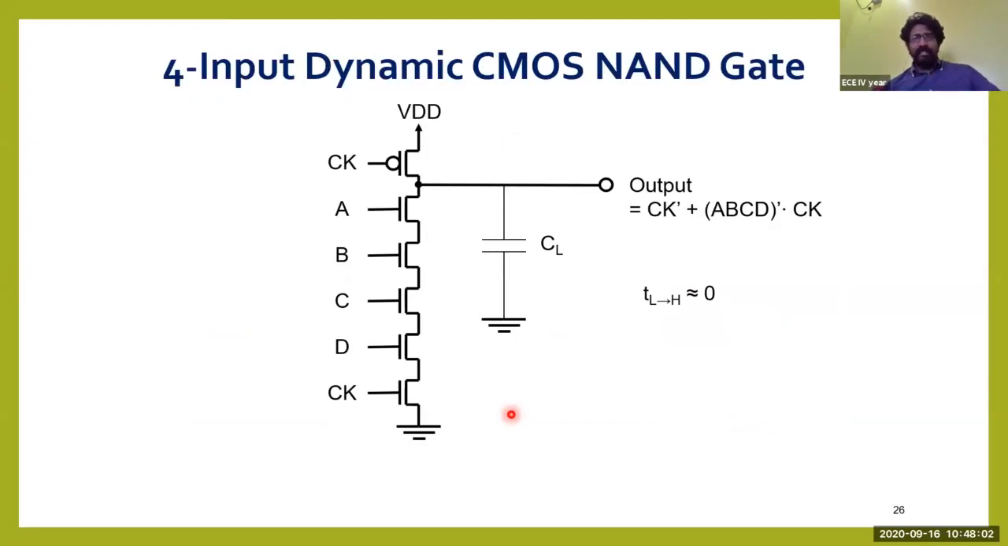For the NAND gate, this is for the NAND gate, A, B, C, D. Here, all these are connected in series. It means it is like A dot, B dot, C dot, D operation for the N logic structure. And this is a pre-charge MOSFET and this is an evaluate MOSFET. And ultimately, you get an output as A dot B dot C dot D.